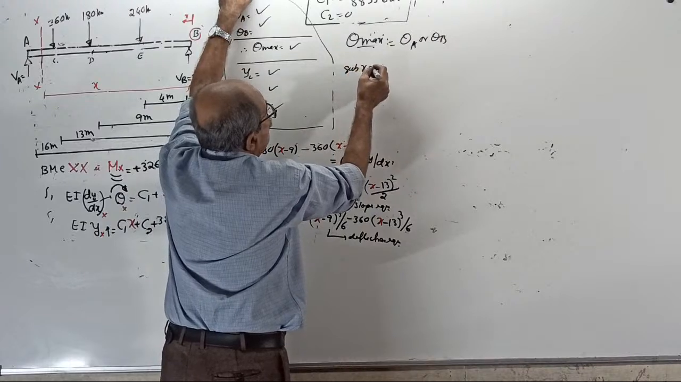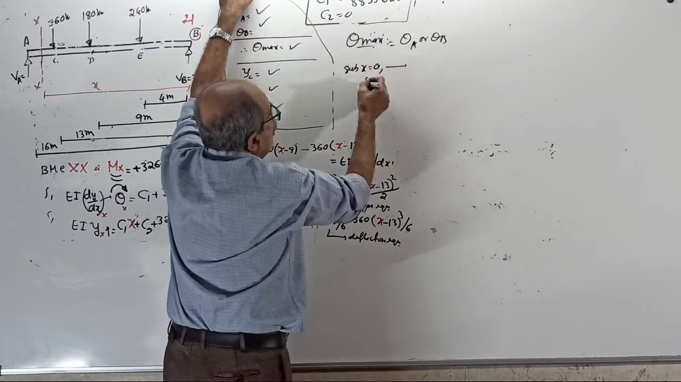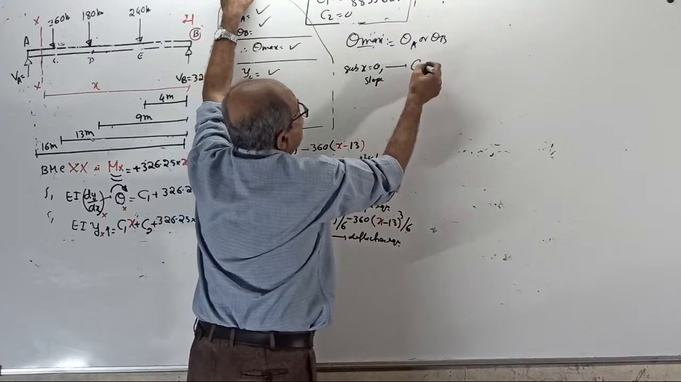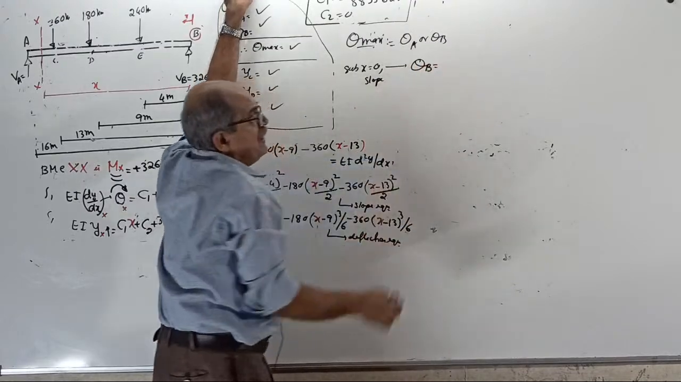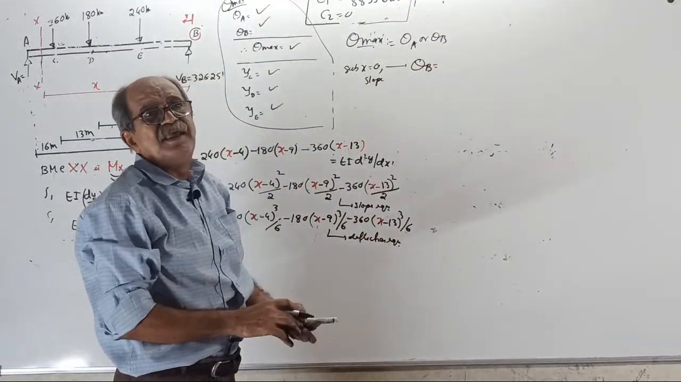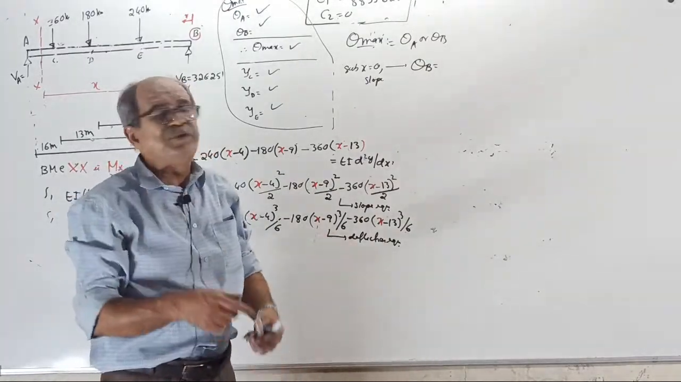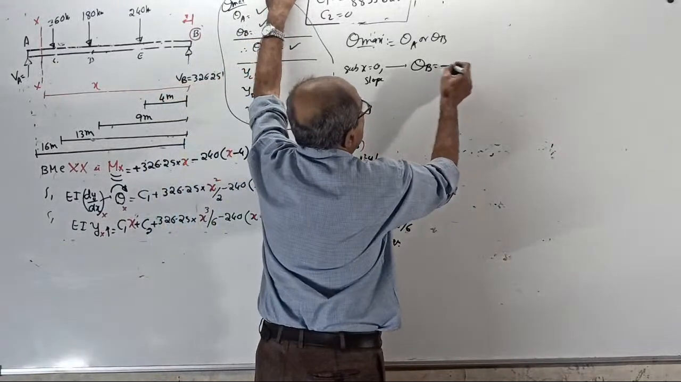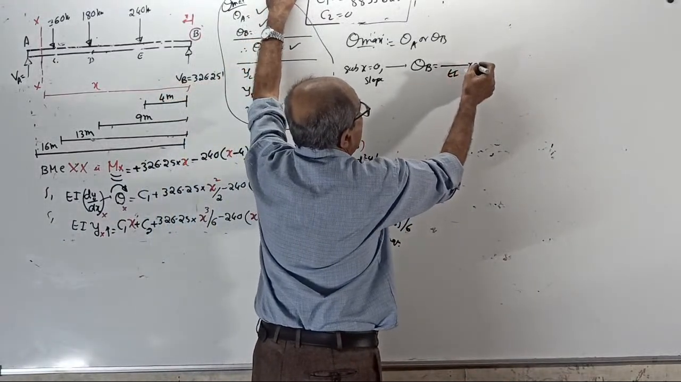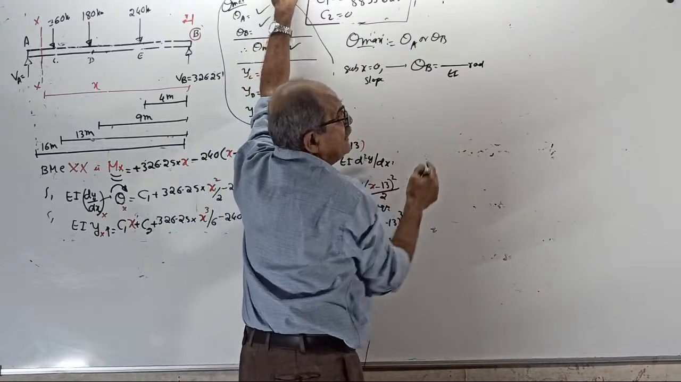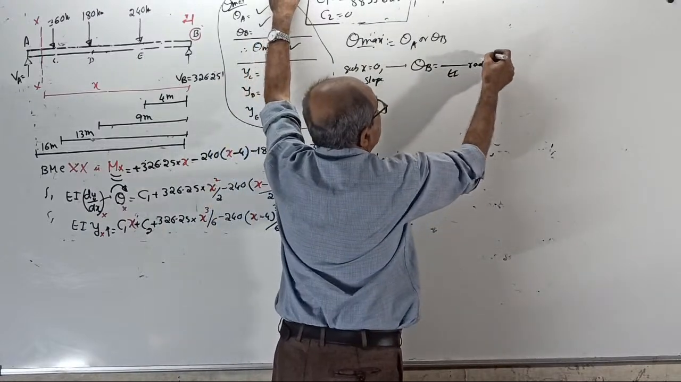Substituting x equal to 0 in the slope equation, get theta B. When you get theta B, if it comes plus, it is clockwise. If you get minus, because sign is now clockwise positive, it is anti-clockwise. The answer will be something divided by EI radian. I am so sure that minus will come, so anti-clockwise.